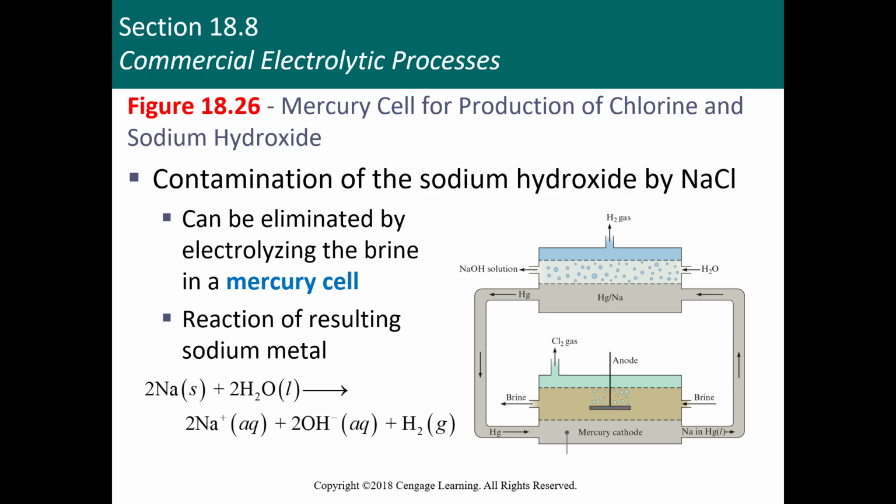Okay, so the mercury cell for production of chlorine and sodium hydroxide. Contamination of the sodium hydroxide by NaCl can actually be eliminated by electrolyzing the brine in a mercury cell, which is what we're seeing right here. The reaction of the sodium metal is this reaction right here.